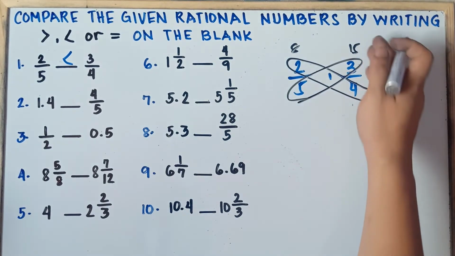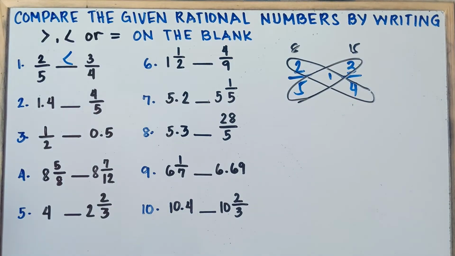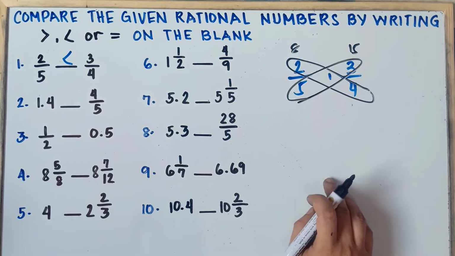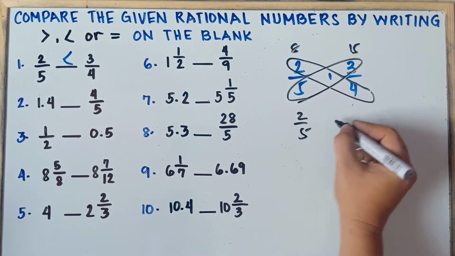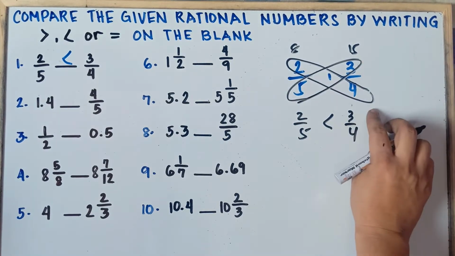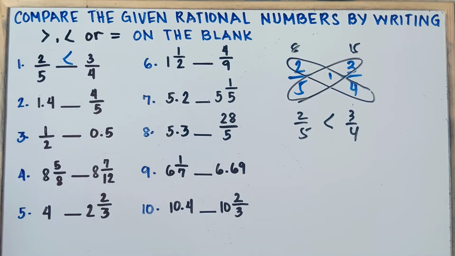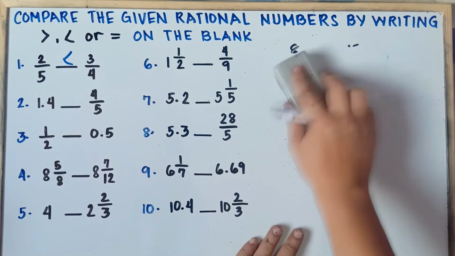Now 15 is aligned on 3/4. Therefore, 3 over 4 is greater than 2 over 5. Simple as that class. So therefore, 2 over 5 is less than 3 over 4 because we know 3 over 4 is greater than 2 over 5 because 15 is aligned on 3/4. Let's have another example class. 2 more examples class for you not to be confused.